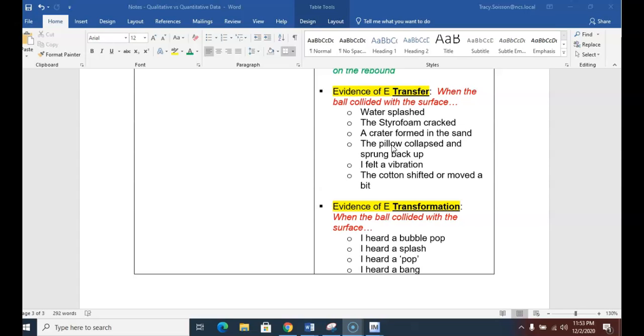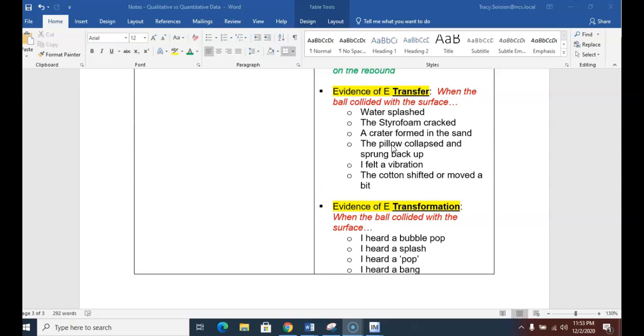So how about some more examples of energy transformation? So we already talked about how the ball's energy transforms back and forth between GPE and KE, KE to GPE on every bounce. But when you hear the bubble wrap pop, when you hear a splash from the water, or you hear a bang when the ball collides with the surface, that is all evidence that some of the ball's kinetic energy transformed into a new form of energy, sound.